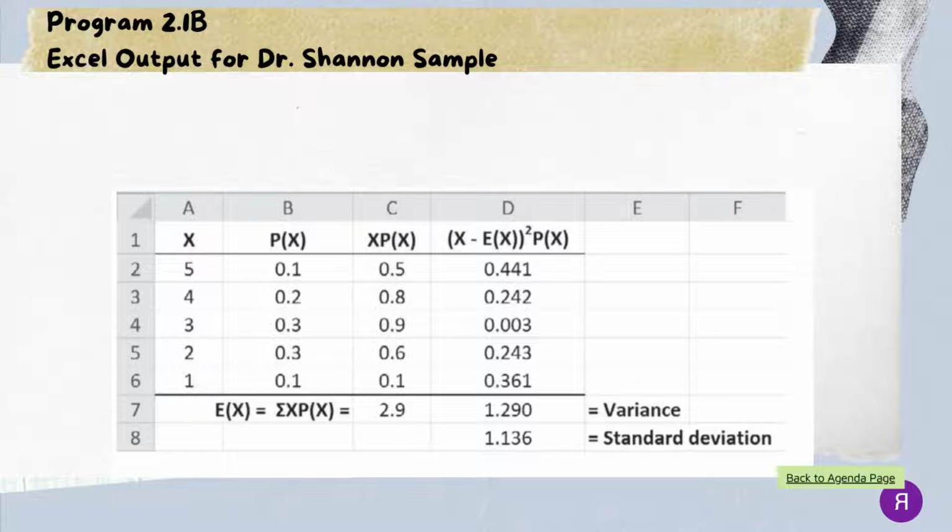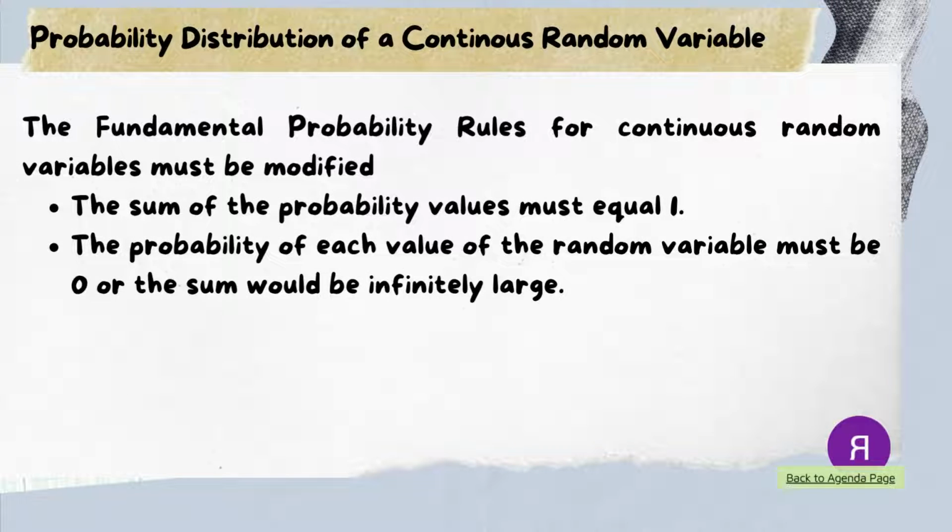Then our variance is 1.290 and the square root of that variance will be our standard deviation and it is 1.136. Now, we will proceed to the probability distribution of a continuous random variable.